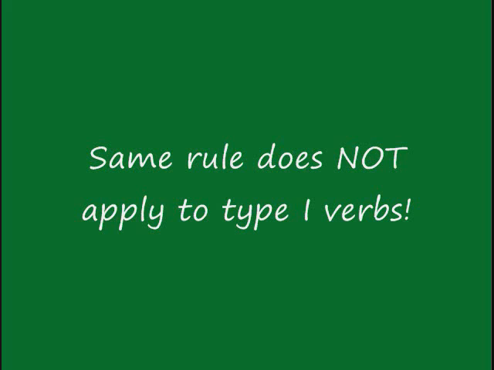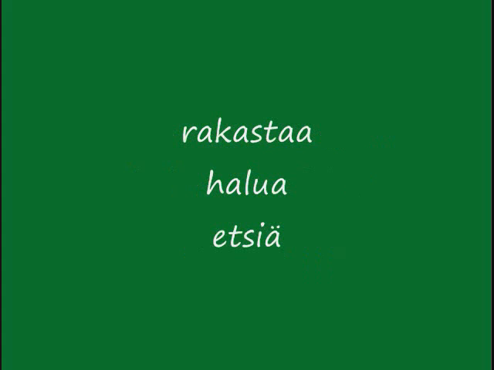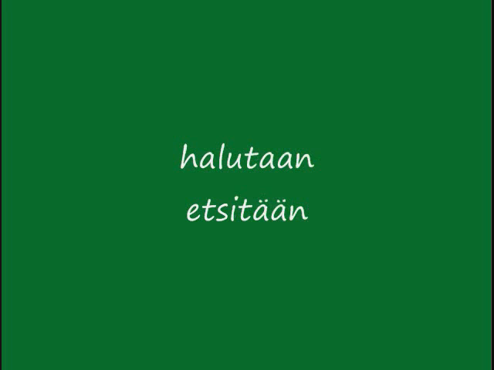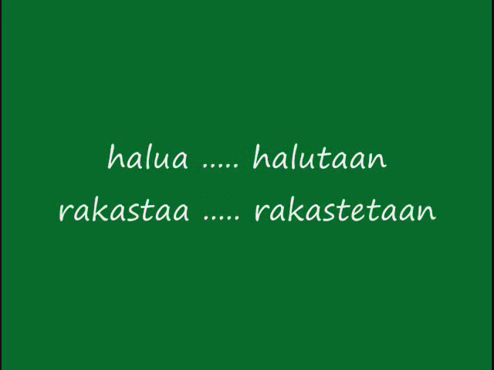Type 1 verbs are where it gets tricky. We can't exactly add an -an or -än onto the end of the infinitive form because that would make one too many vowels. So in order to avoid doing that, we are going to drop the final a's from all of the type 1 verbs. If what you have left still ends in a vowel, just add -tan or -tän. If what you have left ends in a consonant, make sure you add an e before you add -tan or -tän. Halua becomes halutaan, and rakastaa becomes rakastetaan.